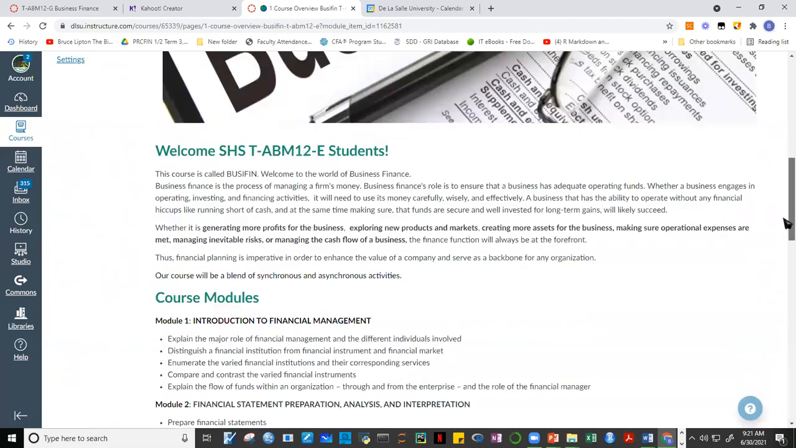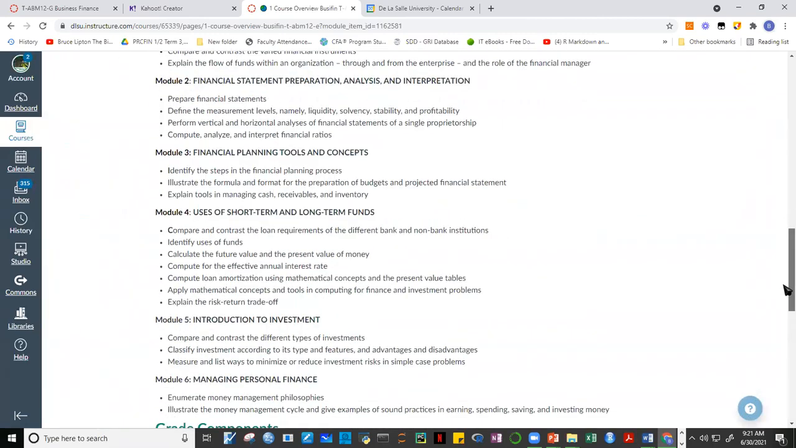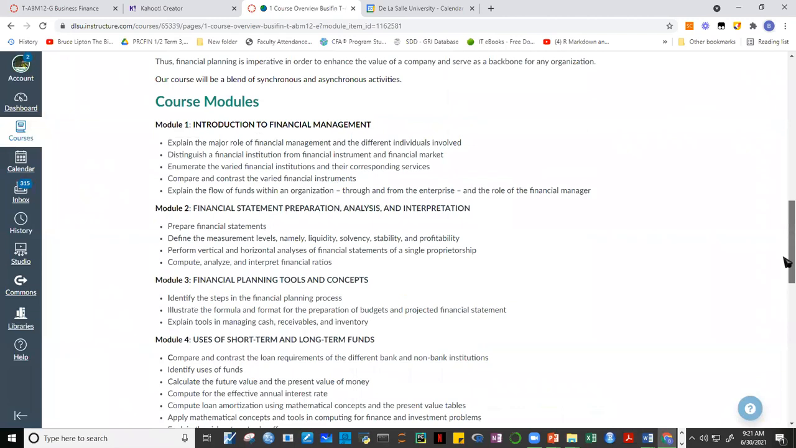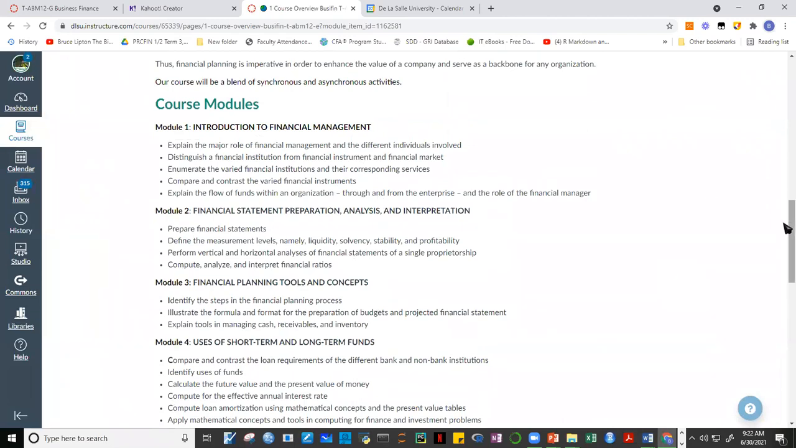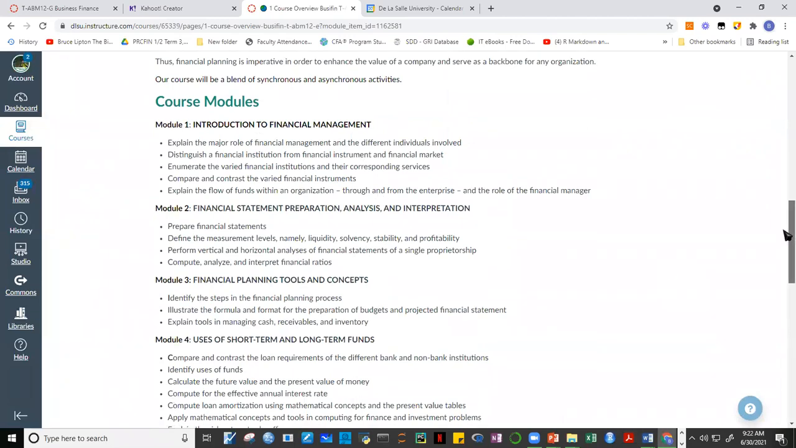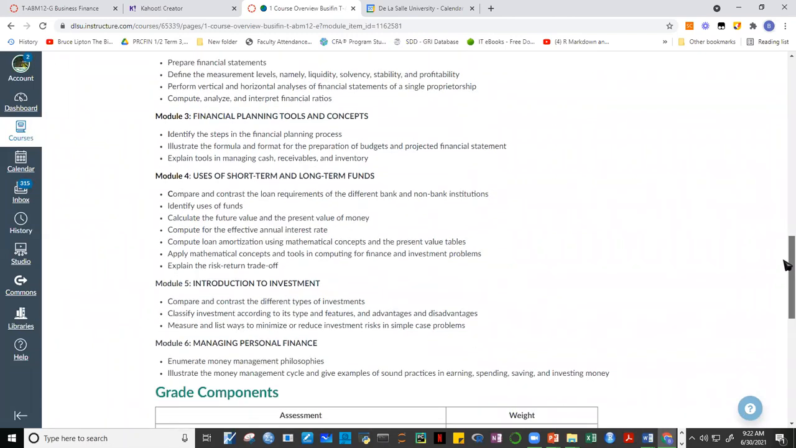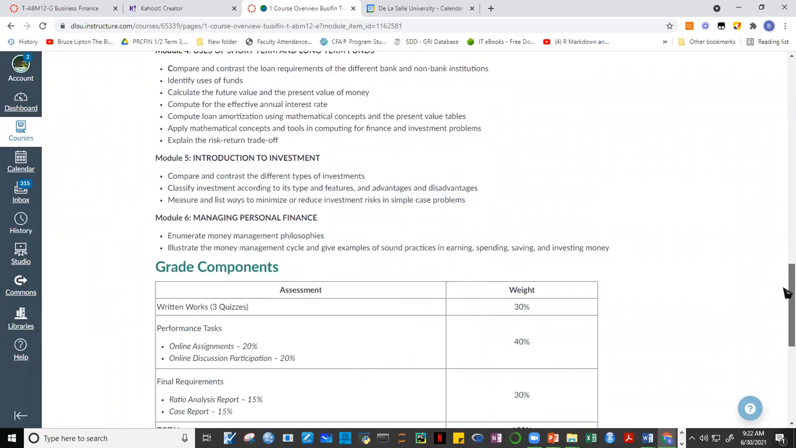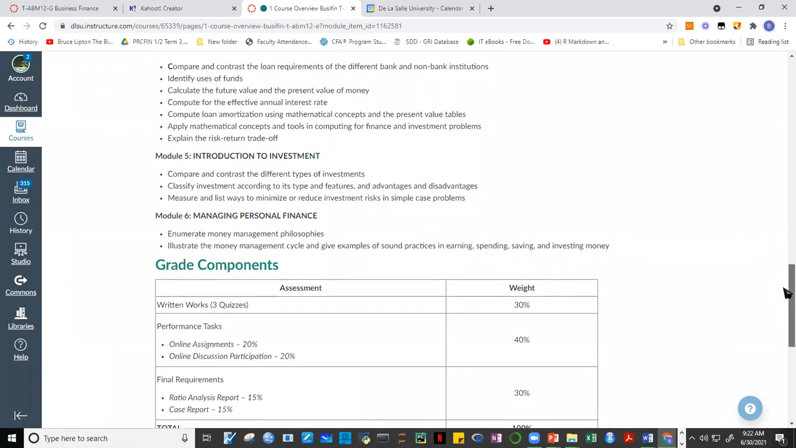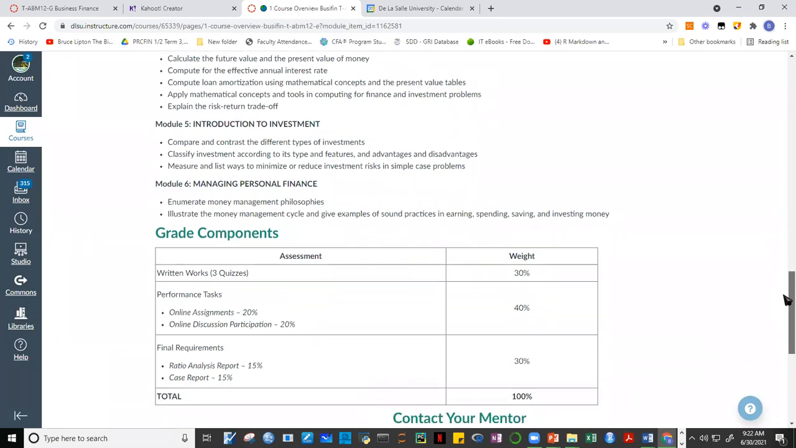The topics that we're going to cover in this subject consist of these 6 modules. After the first 2 modules, we'll have our first quiz. After modules 3 and 4, we'll have quiz number 2, and then after 5 and 6, we'll have the third quiz, and then you'll have the finals, which consists of 2 reports. And as I mentioned, you're going to work.